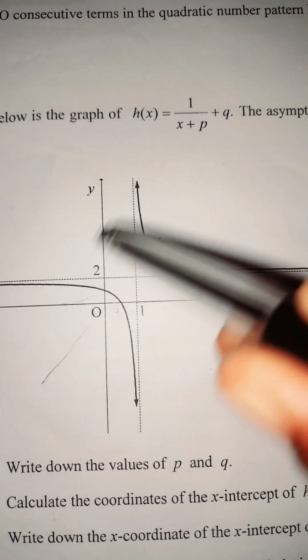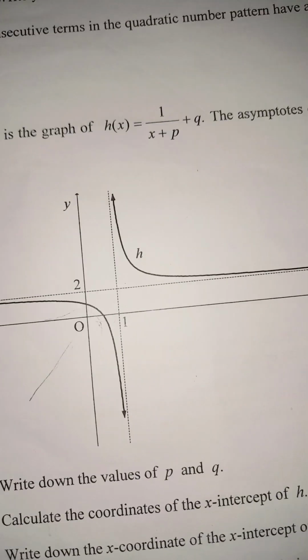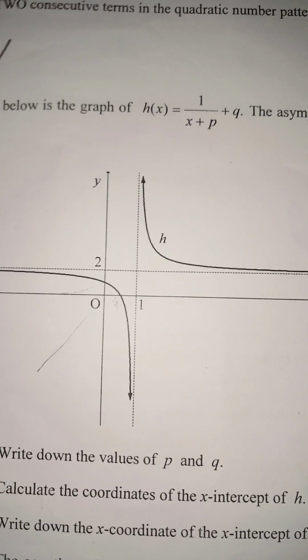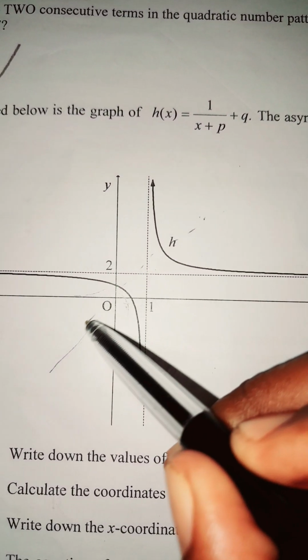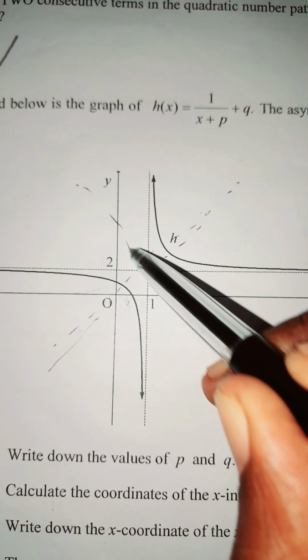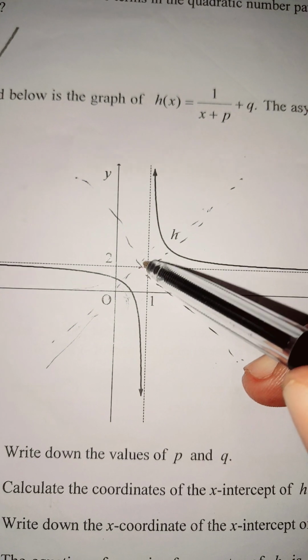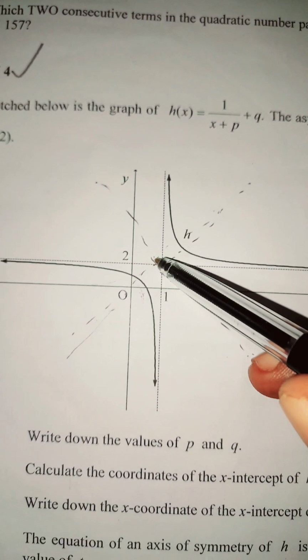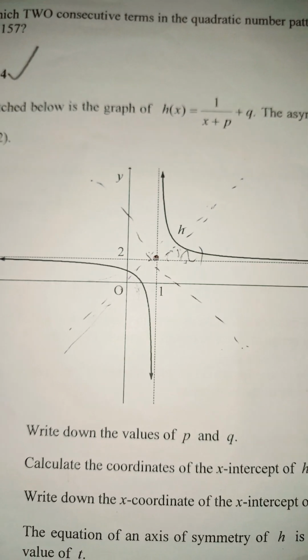Remember that since this is a graph of a hyperbola, we have what we call the symmetry lines. They will pass through here, and they intersect here where it's 1 and 2.